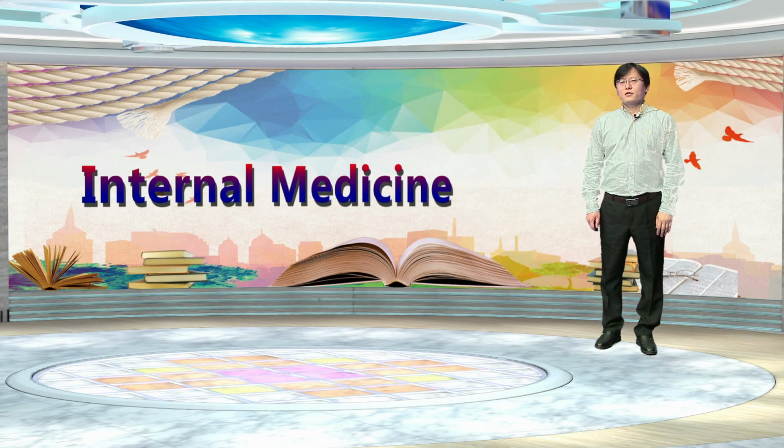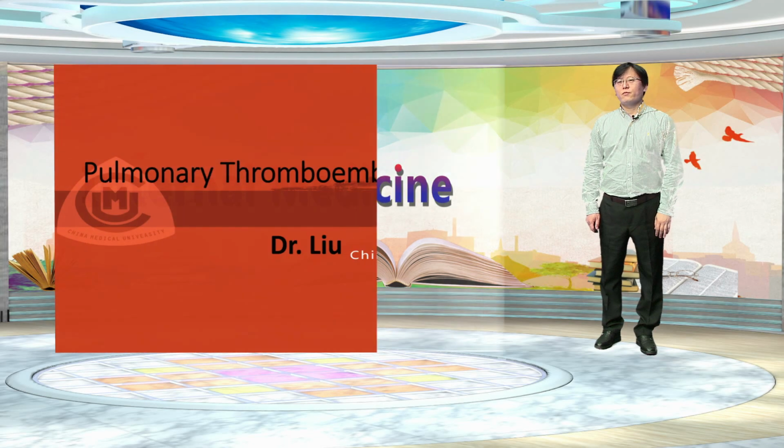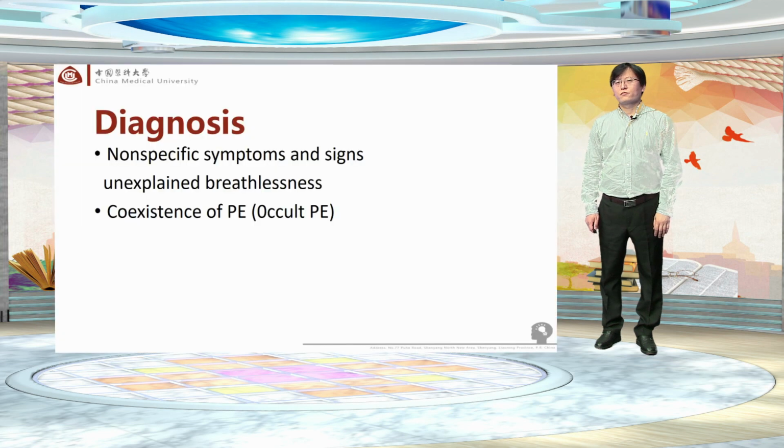Hello everyone. Next, let's talk about the diagnosis of pulmonary thromboembolism. Well, it's very difficult to diagnose pulmonary thromboembolism actually, because this disease has non-specific symptoms and signs. Mostly patients just have unexplained breathlessness, and we do have coexistence of PE, also called occult PE, that can exist with other diseases, which makes the diagnosis of pulmonary thromboembolism even more difficult.